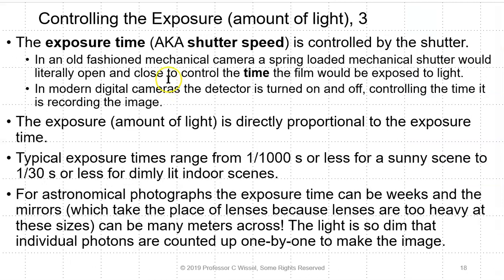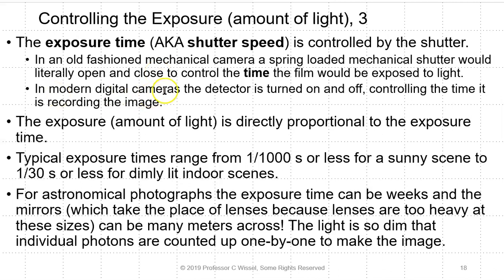Now, the exposure time is also known as the shutter speed. That's controlled by, guess what, the shutter. In an old-fashioned mechanical camera, a spring-loaded mechanical shutter would literally open and close to control the time the film would be exposed to light. What it would do is it would just block out the light coming in from the lens so it didn't reach the film. And when you needed it opened up, let the light reach the film for a certain amount of time, and then it would shut again.